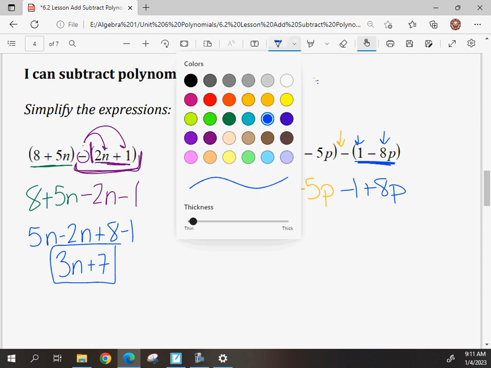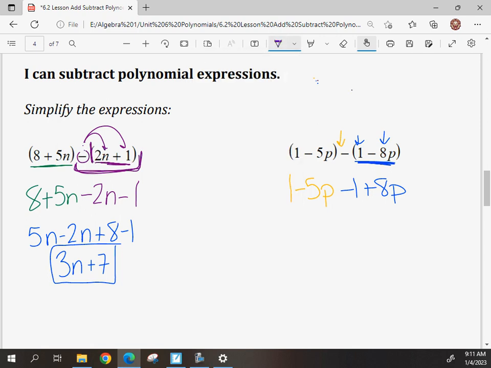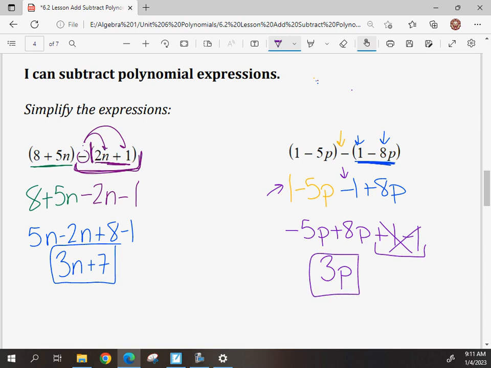Now I can rearrange and put things that are alike. I have a negative 5p and a plus 8p. I have a positive 1 and a negative 1. And now I'm going to combine my like terms. Negative 5p plus 8p gives me positive 3p. Use Desmos if you need it. Plus 1 minus 1 gives me 0. I don't need to do anything with the 0. It just means that those things cancel. And I have a final answer.